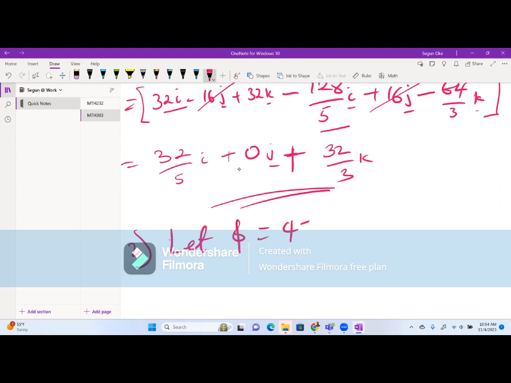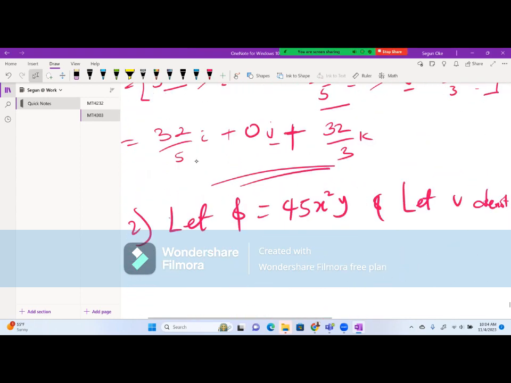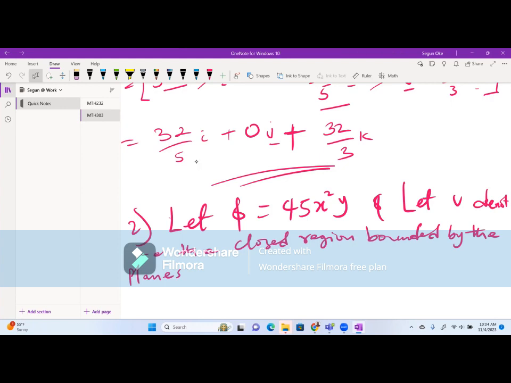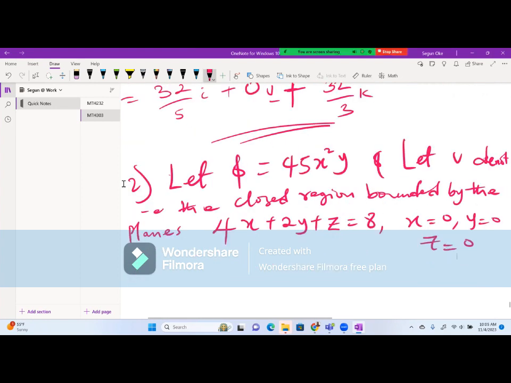Let phi equal 45 x squared y, and let V denote the closed region bounded by the planes 4x plus 2y plus z equals 8, x equals 0, y equals 0, z equals 0. So how do we solve this problem?